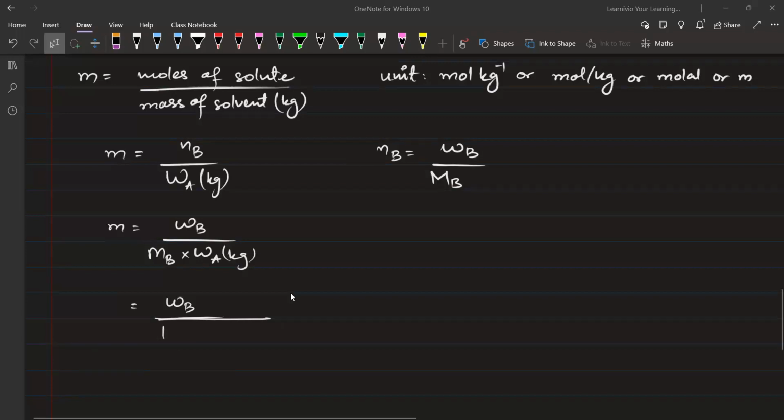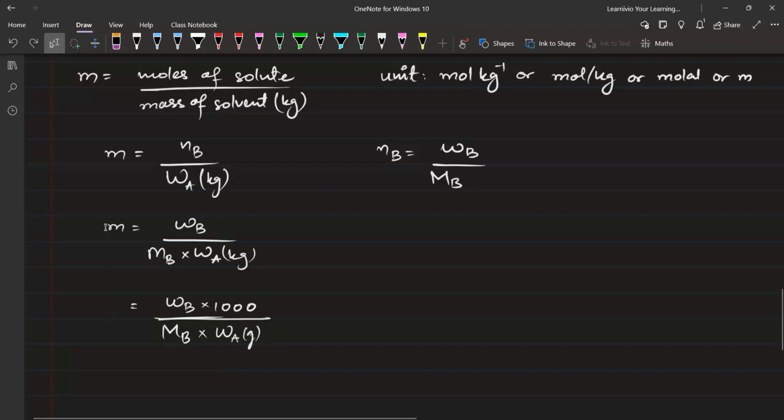Now we have the mass of the solute, multiplied by, if I take the mass of solvent in grams, I have to divide this by 1000, right? If given in grams, I have to divide this by 1000 in order to convert to kg. Now if I have a denominator of a denominator, that means 1000 will go above. Make sense? So this is molality.